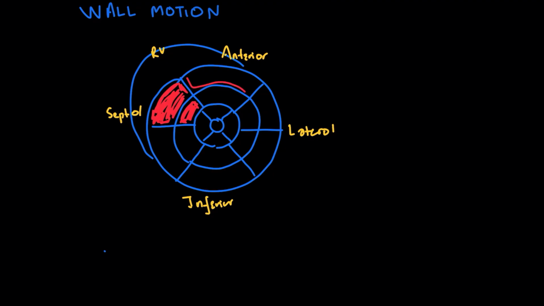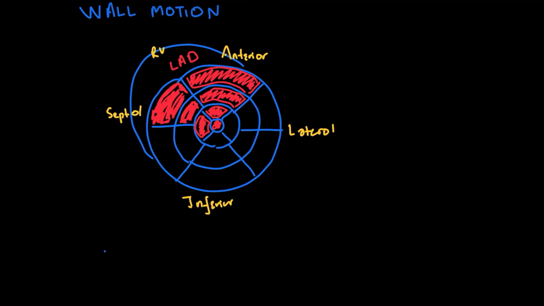And what about right up here? I'll color this one in. This one would be the basal anterior segment. This one right here would be the mid anterior segment. And then let me shade in these two apical segments, anterior and septal, as well as the apex. Now, why have I shaded all these in red? All of these tend to be perfused by the left anterior descending.